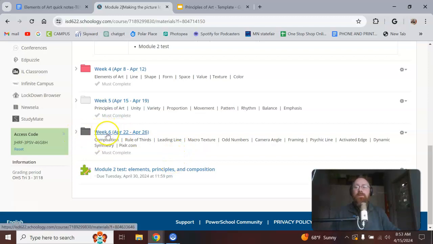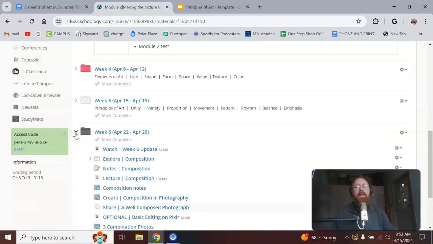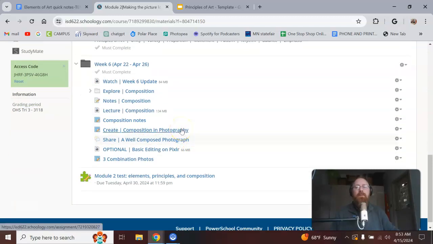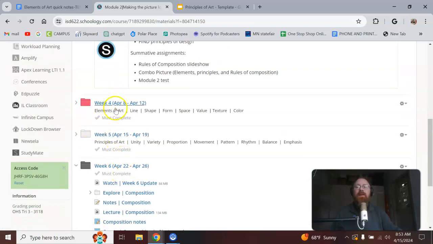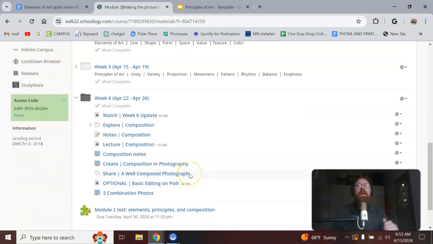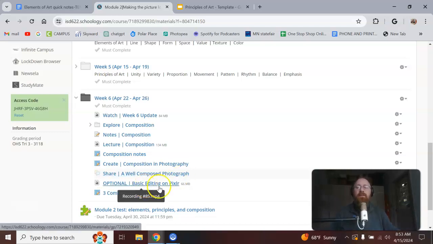Now, when we get into week number 6, I want you to start thinking ahead, because you're going to have more pictures to take in the next unit. So you have composition photos that I want you to take, and then you have combination photos I want you to take. I might even pull those assignments out so that they're sitting in the module page rather than these week by week pages, just as a further reminder that you have to take a number of pictures here. Your combination pictures are where you're using an element, a principle, and a rule of composition. And then you also have composition pictures that I want you to take.